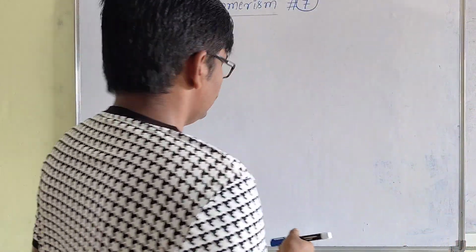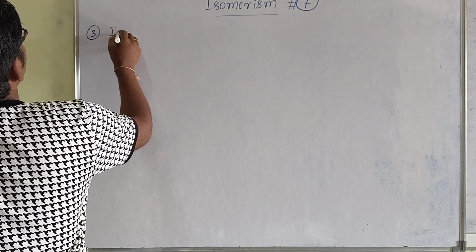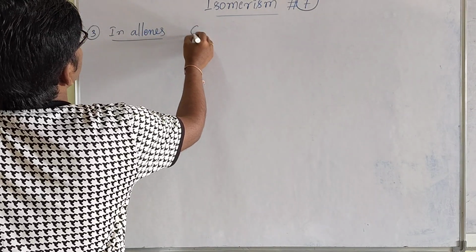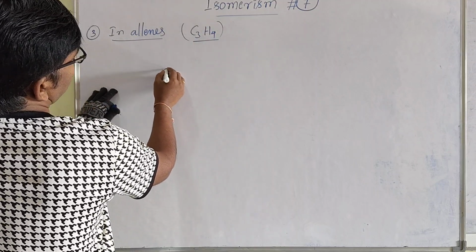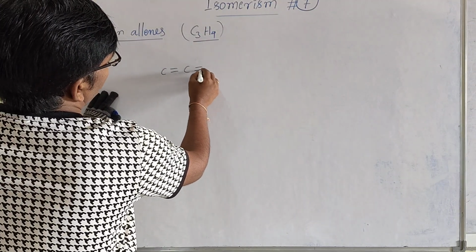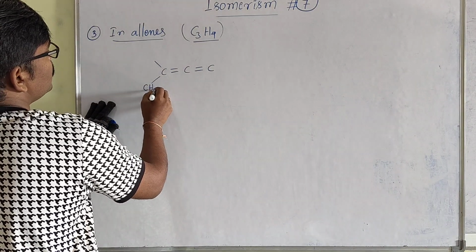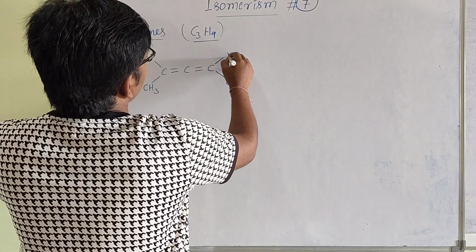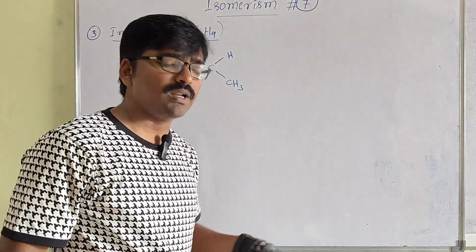Next, third one, in allenes, that is C3H4, allene nothing but C double bond C double bond C. Sir, here in case if you take CH3, then H, then CH3, then H, like this. Does it exhibit geometrical isomerism? It does not exhibit geometrical isomerism.